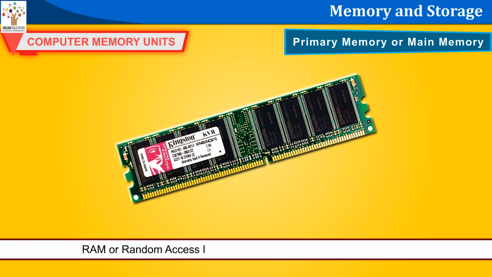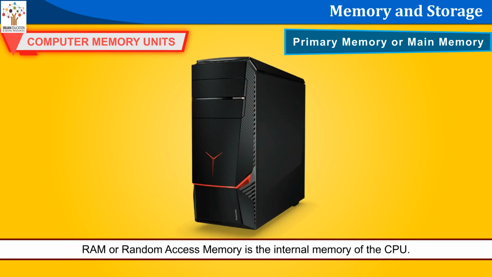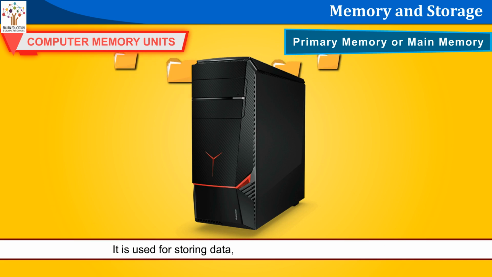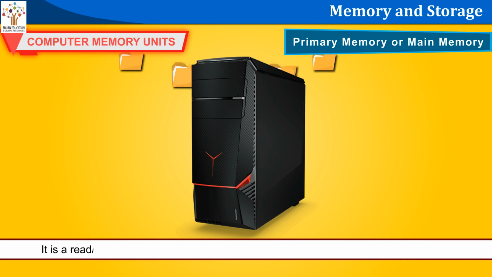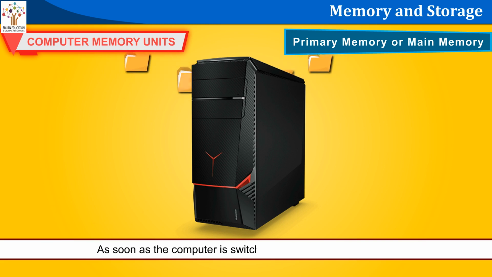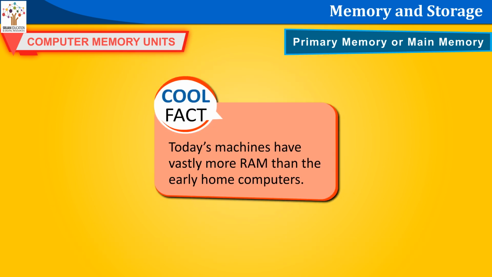RAM or random access memory is the internal memory of the CPU. It is used for storing data, programs, and program result. It is a read or write memory, which means that the data is stored until the computer is on. As soon as the computer is switched off, the data gets erased. Cool fact: today's machines have vastly more RAM than the early home computers.